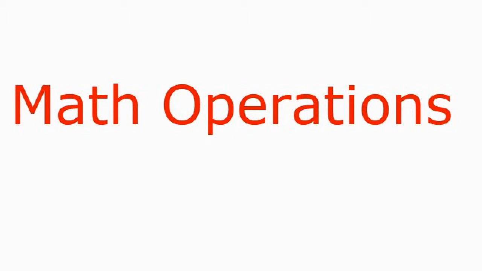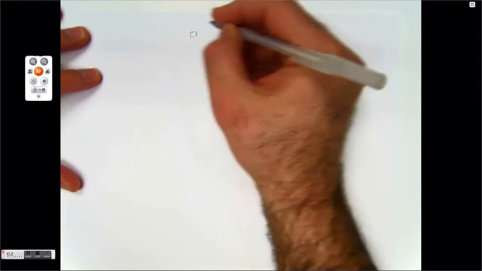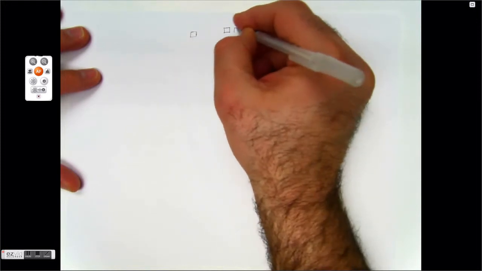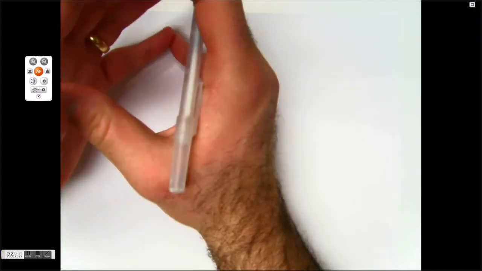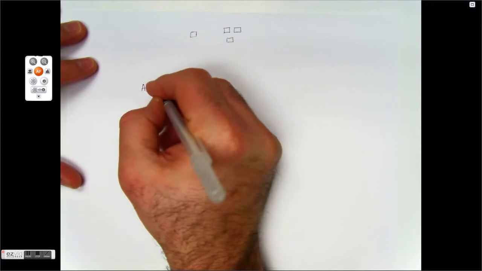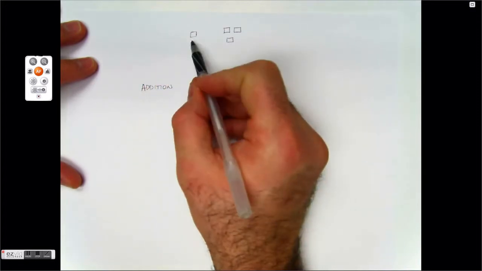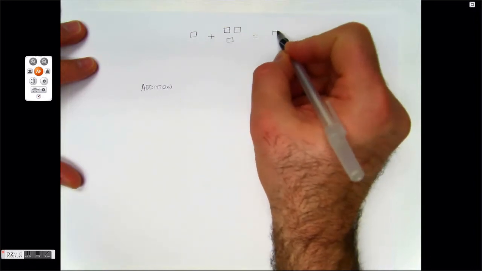Math operations. Now that we've had an introduction to whole numbers, let's look at the operations that we'll be using throughout the course. When we have quantities, we need to be able to put them together. Just as an example, let's say we had this and we had another quantity that looked like this. Well, there has to be a way to take these things and put them together. So we use the operation addition to put these together. So we would take this plus this, and that would give us this.